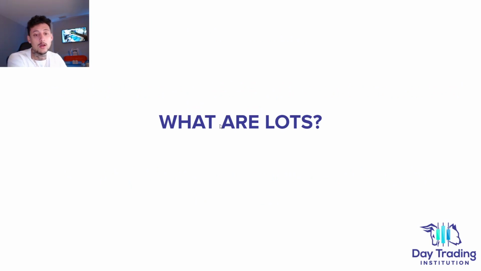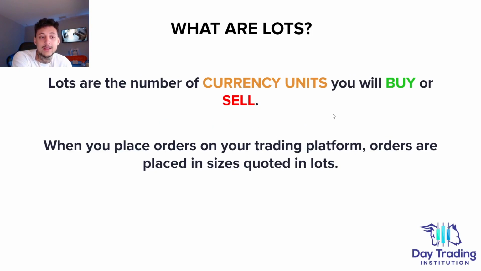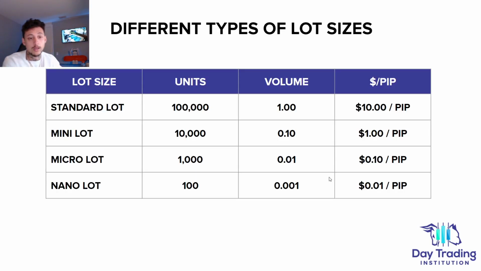Lot sizes are going to quote us on how much money we're actually buying into or selling the market. So lots are the number of currency units you will buy or sell. When you place orders on your trading platform, orders are placed in sizes quoted in lots. Here is a lot size chart showing how much you will make per pip. When we press that buy or sell button, we're not entering the units, we're entering lot sizes. We're entering the volume.